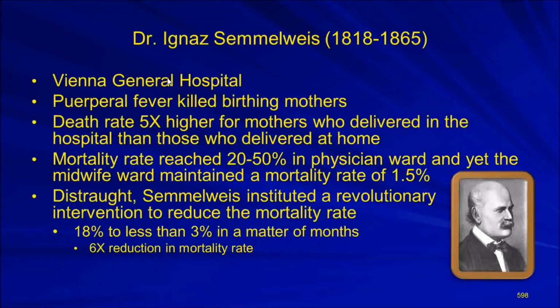Distraught, Semmelweis instituted a revolutionary intervention to reduce the mortality rate. He came up with this idea, he implemented it, and in a matter of months, the death rate, at the time he was measuring, went from 18% to less than 3%. Which is a 6 times reduction in mortality rate, which is the rate at which people would die.